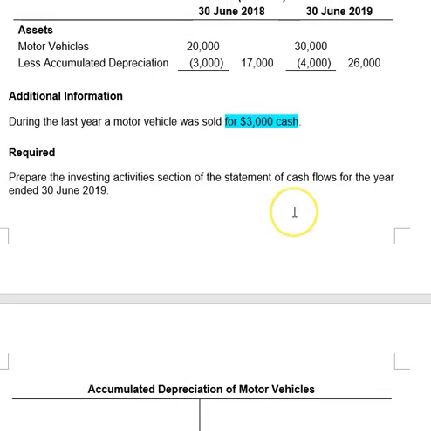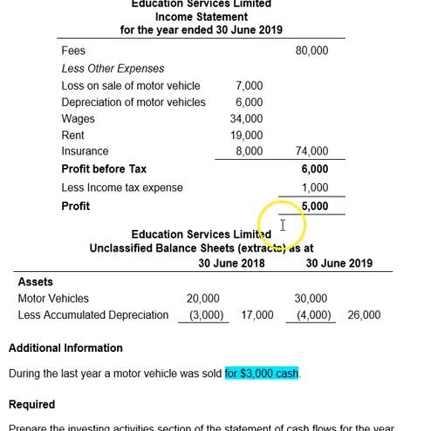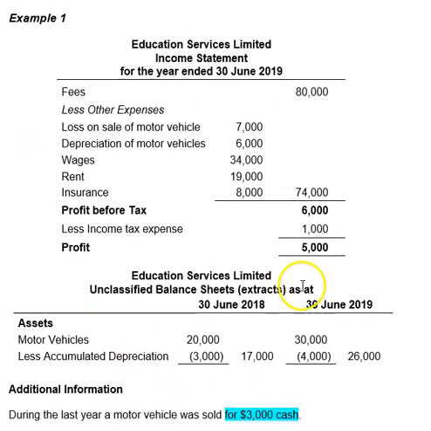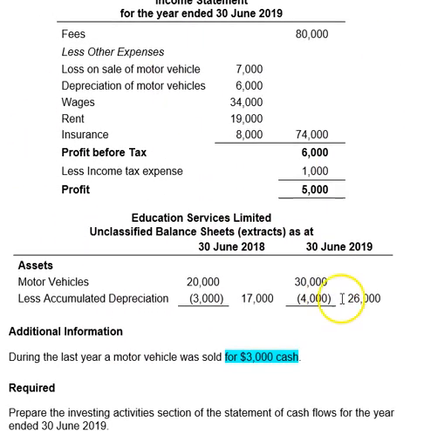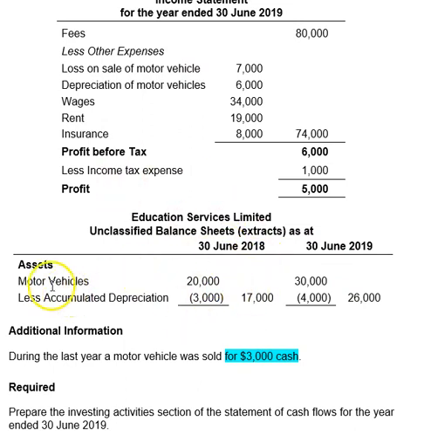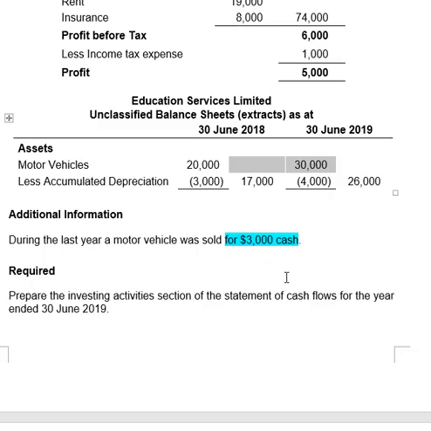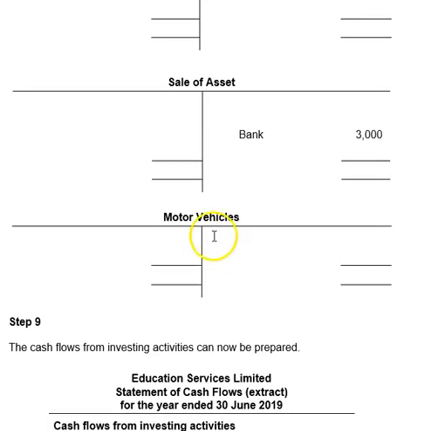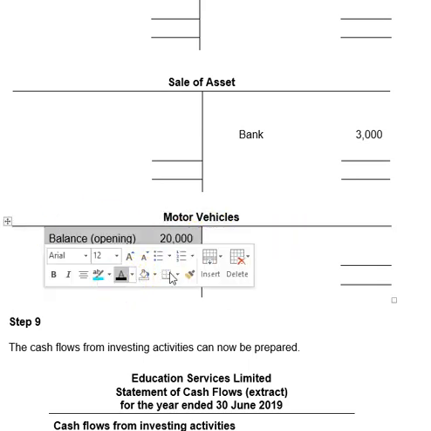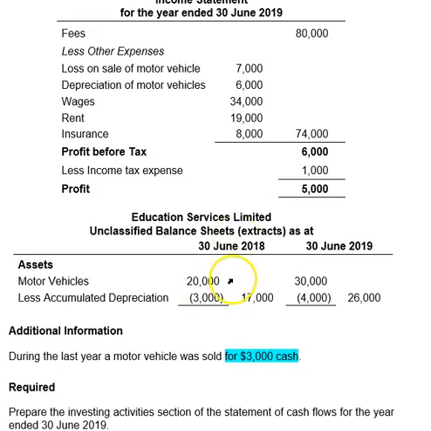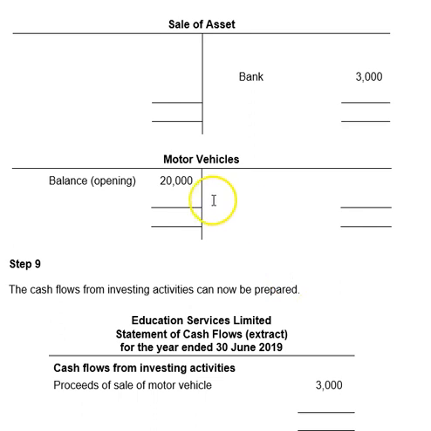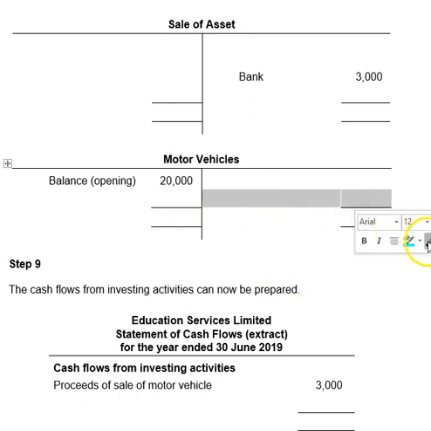Now you put in all the information that you have from the income statement or balance sheet. One of the easiest pieces of information to put in your T accounts is your motor vehicles account, the opening balance and closing balance. Under your motor vehicles account, your opening balance is 20,000 and your closing balance is 30,000. So you put all these simple items into your T accounts first.